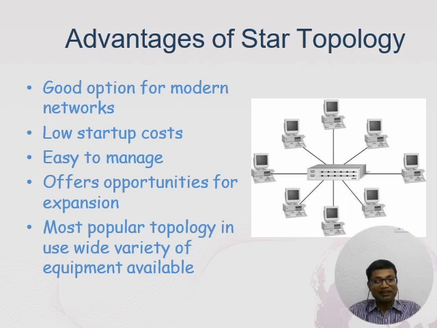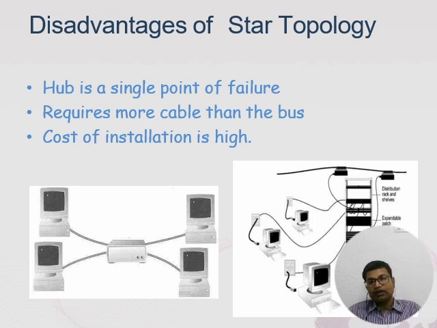So these are the advantages, and a disadvantage of star topology is having a single point of failure. If the center fails, it can't work properly. There are greater chances of a single point of failure, and it requires more cable than the bus. As you know, it is centralized, with the hub in the center. The various nodes are connected to the hub, so the cabling length is very high and the cost of installation is high.